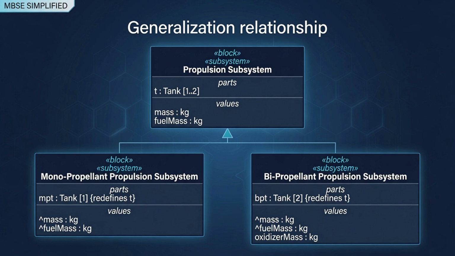In addition to the features it inherits, a subtype can have other features the propulsion subsystem does not have. For this reason, modelers often refer to a subtype as a specialization of its supertype. For example, the bipropellant subsystem is a specialization of the propulsion subsystem. It inherits the features of the propulsion subsystem. In addition, it adds a unique property to specify oxidizer mass.